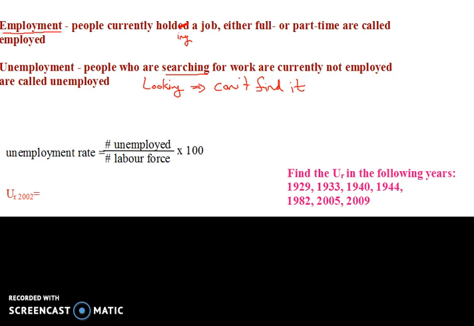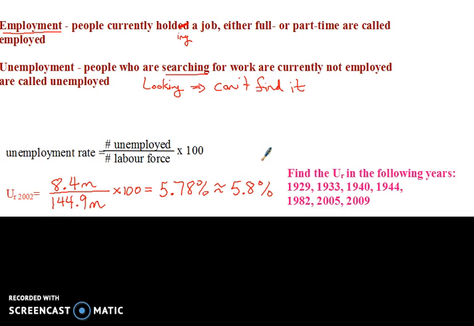So let me go back to our formula here. We're going to take the number of people who were unemployed on that chart, 8.4 million people, and divide that by the number of people in the labor force, 144.9 million people. And then I multiply that by 100, and if you run those calculations, you get an unemployment rate of 5.78 or 5.79%, something like that, and that rounds up to 5.8%. So that was the unemployment rate in 2002.